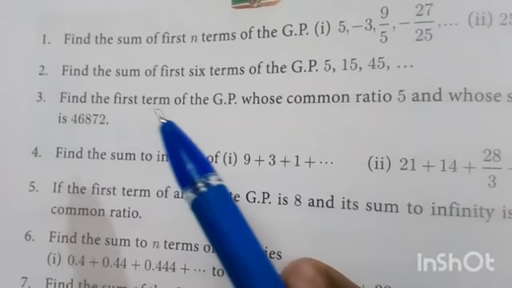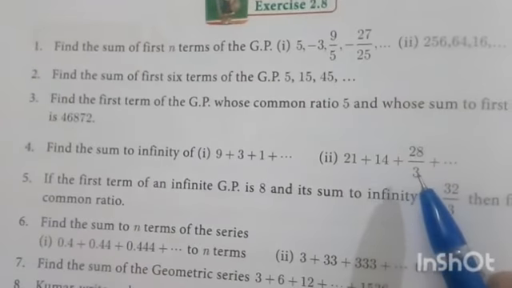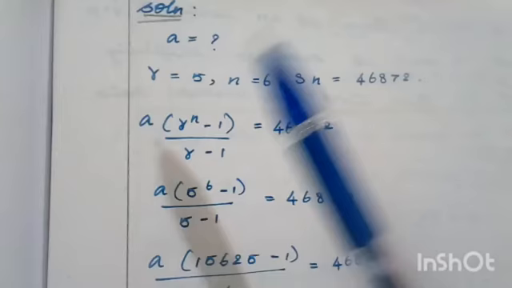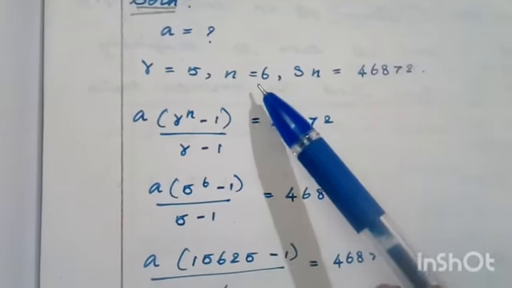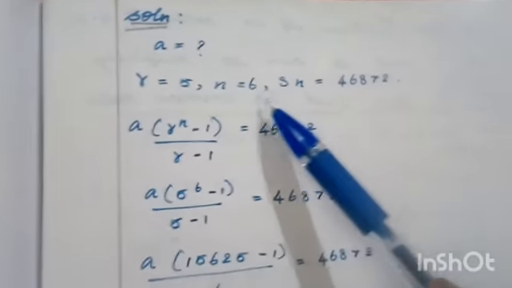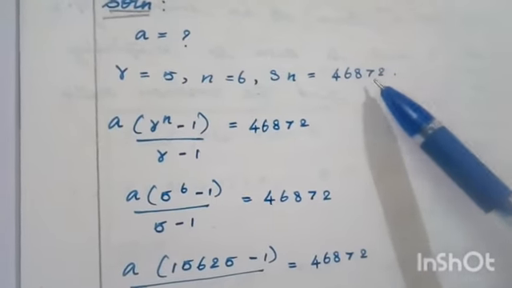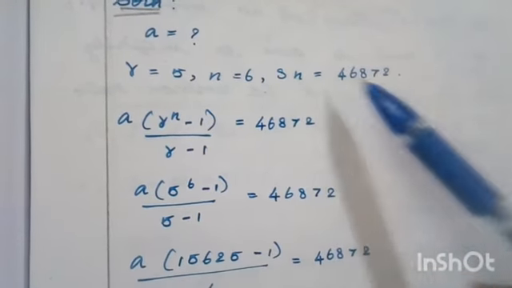Third question: find the first term of a GP whose common ratio is 5, and whose sum of the first 6 terms is 46,872. We want to find the first term. The first term is a, which we want to find. The common ratio is 5, n equals 6, and Sn, that is S6, equals 46,872.